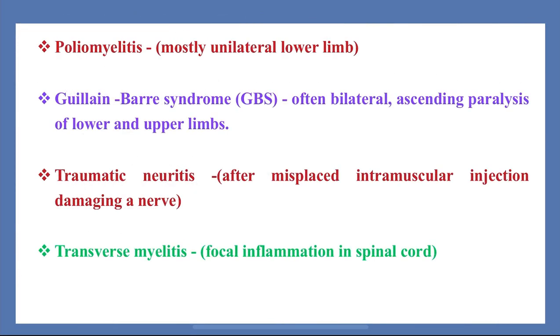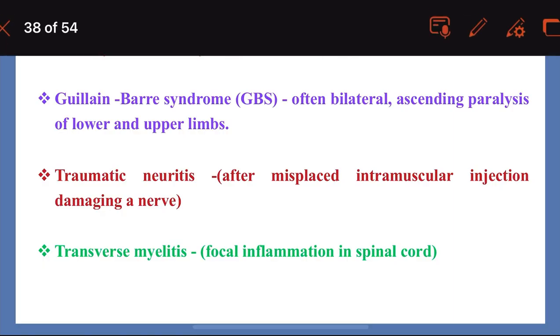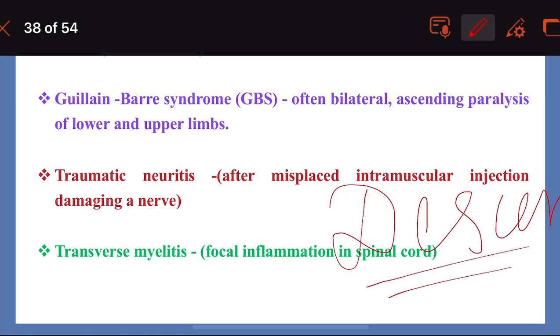We see poliomyelitis is mostly a unilateral lower limb involvement, whereas in Guillain-Barré syndrome it is a bilateral involvement and ascending paralysis is seen in lower and upper limbs. In poliomyelitis we have descending paralysis. In Guillain-Barré syndrome we have ascending. Let us just remember poliomyelitis, descending paralysis. We will discuss in detail in the upcoming lectures, various infectious diseases followed by the non-infectious diseases. And now we'll see traumatic neuritis.